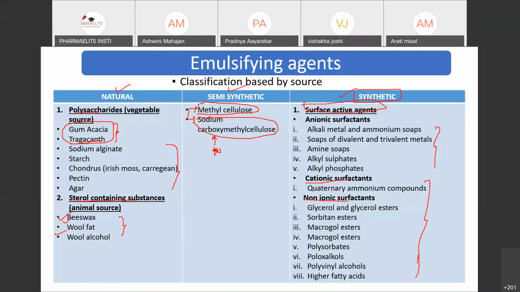Done writing this slide. Good to go ahead. Okay, let's move.